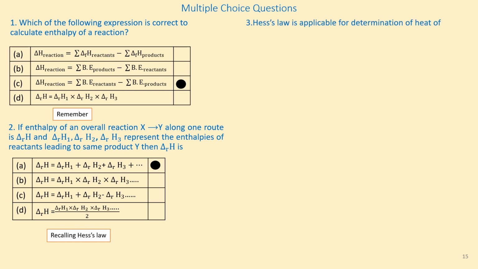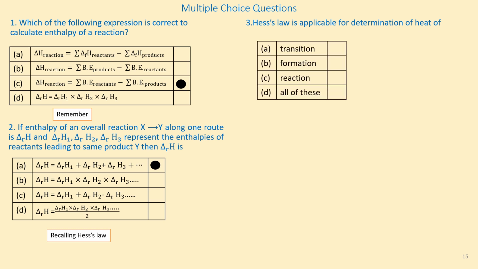Next question. Hess's law is applicable for determination of heat of: option A, transition, option B, formation, option C, reaction, and option D, all of these. So you have to remember that Hess's law is applicable for transition, formation, and reaction, that is, all of these.